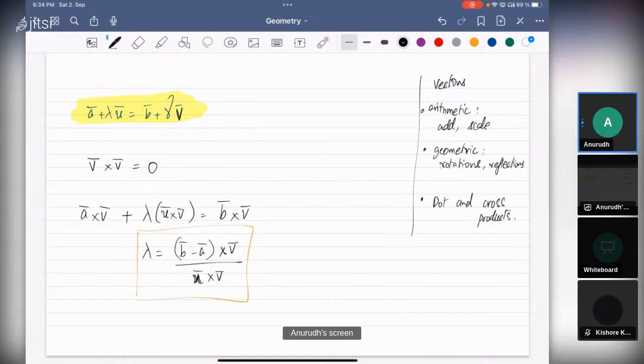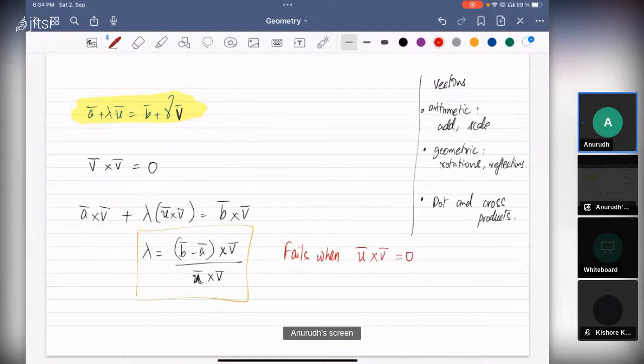And the only case that this fails in is when the denominator is zero. So if u cross v is zero, then this fails. And what does it mean when u cross v is zero? That means their vectors are in the same direction, so these are parallel or coincident lines. So if u cross v is not zero, then this gives you a unique value of lambda.